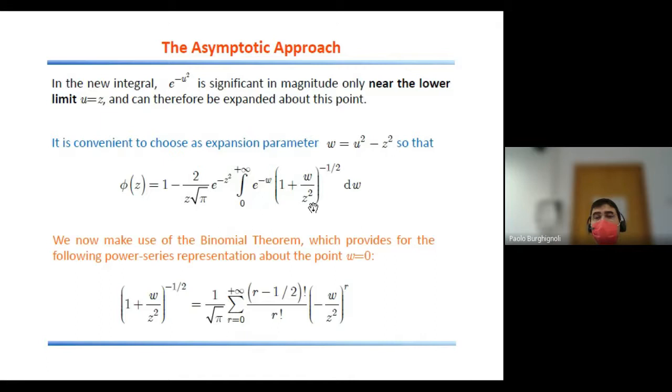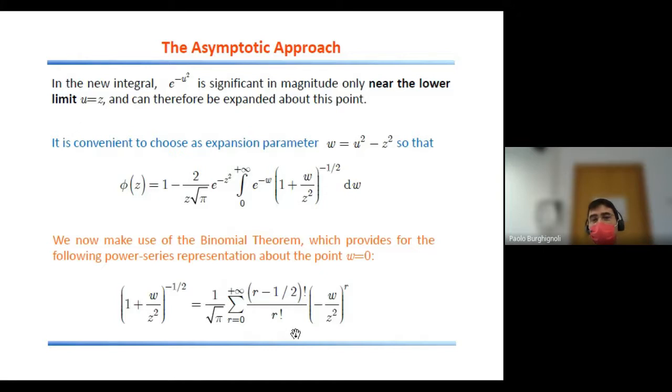Now, having redefined things in this way, we have an integral along the entire positive real axis of w. And now we make use of the so-called binomial theorem, which provides a representation of the term in brackets, so this inverse square root, as a Taylor series, actually, because it's a power series, which is written as you can see here at the bottom. That's a series with r that goes from 0 to infinity. There is the power of minus w over z squared, which is what we are subtracting to 1 here. And then the coefficients can be written as 1 over the square root of pi, which is taken outside of the summation, and the ratio between r minus 1/2 factorial divided by r factorial.